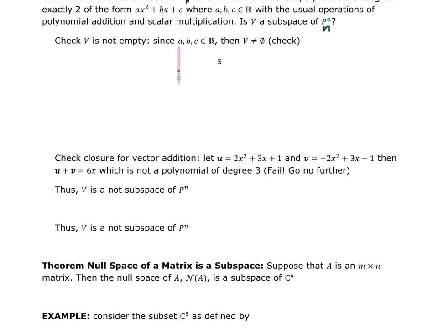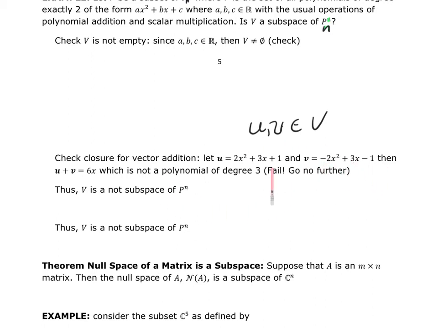Now remember, I can choose any a, b, or c, so let's let a be 2, b be 3, and c be 1 on my first u, my first polynomial, my first element, if you will, and v also being an element of my big V. I just want to make this clear that u and this little v are elements of the large V, just so that we're clear. My v is defined as negative 2x squared plus 3x plus 1.